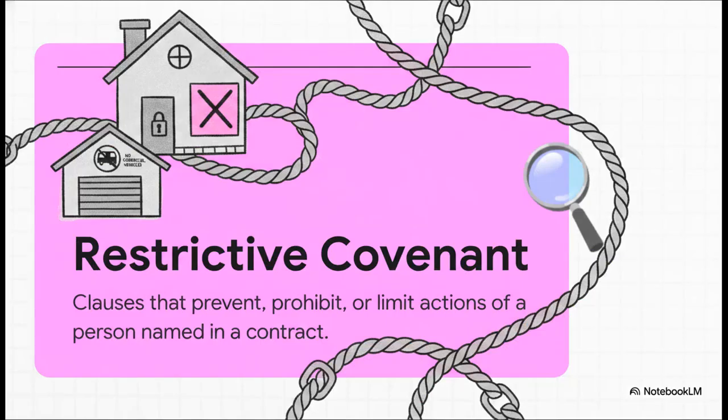Another big hidden string is the restrictive covenant. These are basically binding clauses that actually prevent, prohibit, or limit the actions of a landowner. So even if you hold that holy grail fee simple estate, a restrictive covenant might literally dictate that you are not allowed to paint your house pink, or you can't run a commercial business out of your garage. It's a strict limitation baked right into your bundle of rights.